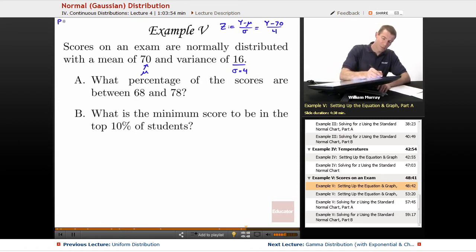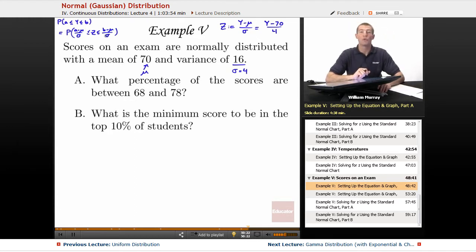And then the probabilities, if I want to find a probability on y, I convert that into a probability on z. And then I just plug in those values of y into the formula for z. So I want to find y going from a to b. So that means a minus mu over sigma and b minus mu over sigma. So that's what I have to do to convert a non-standard normal variable into a standard normal variable.